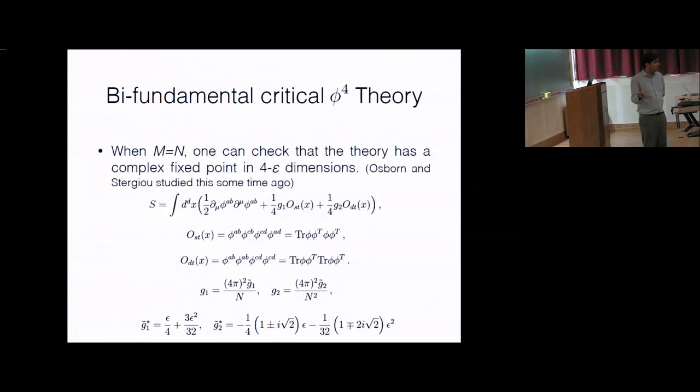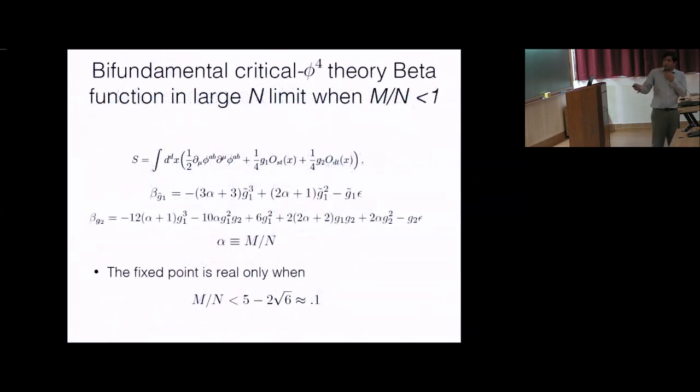Okay, so maybe I could have put a few more equations, but these are the beta functions. You assume G1 is non-zero, and you solve for what G1 is as a function of alpha, then you plug it back in here, and you solve for G2. You'll get a quadratic equation. That quadratic equation could have either two complex solutions or two real solutions. We find that whether it's real or complex depends on the parameter m over n. It's real when m over n is less than 0.1, and complex when m over n is greater than 0.1.